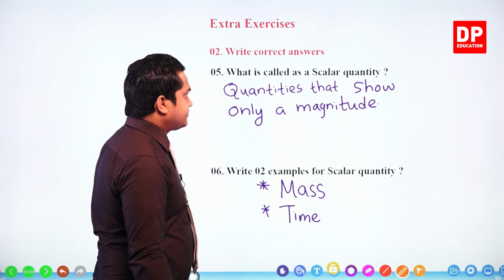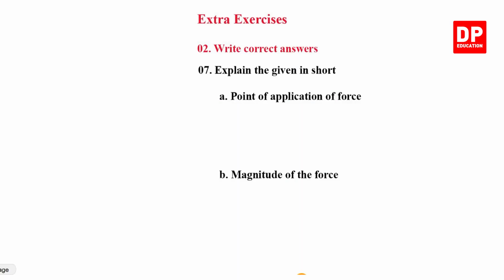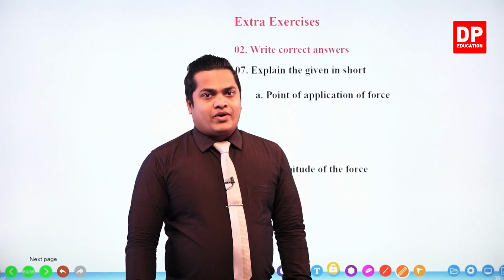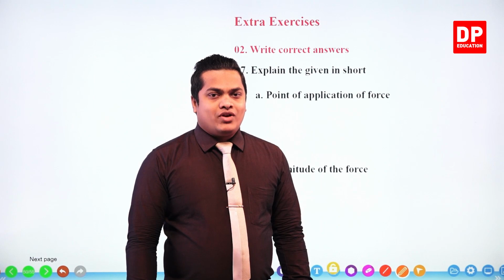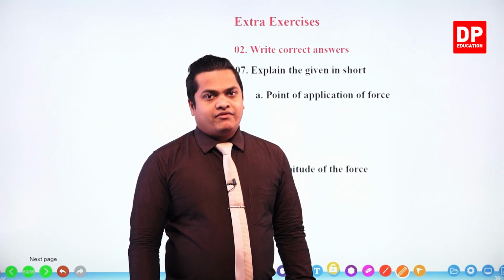Scalar quantities are the quantities that show only a certain magnitude but not a direction. Right then. Question number 7. Explain the given in short. So you have to explain these things in short. Point of application of force. So what is point of application of force, my dear children? That's the point at which the force is applied on an object. The point at which the force is applied on an object is called the point of application.